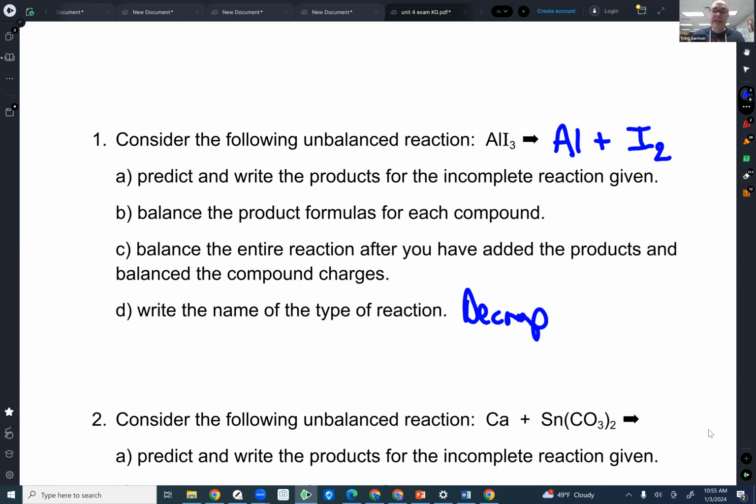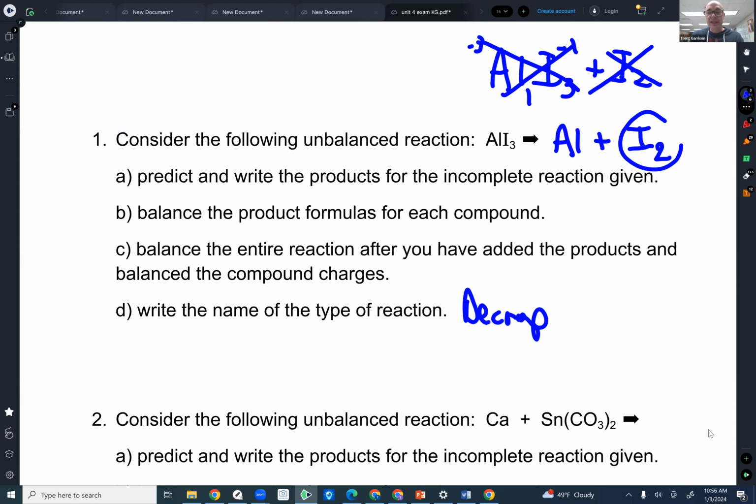Some of you wrote Al and I plus I2, thinking that would balance it. But what you didn't think about is that the charges are not balanced, so you would end up right where you started, with AlI3. That's why that is not correct. That is why iodine is diatomic. It must be by itself.